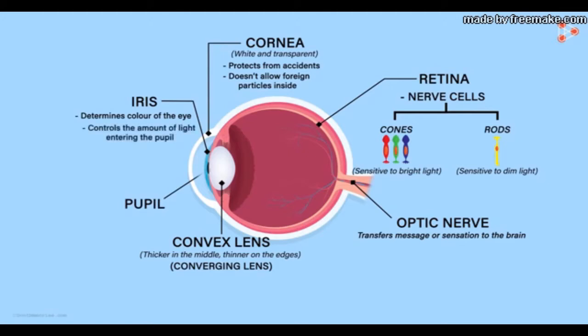Iris controls the light entering through the pupil by contracting and expanding. Behind the pupil, there is a converging lens which focuses the light on the retina. Retina consists of two types of nerve cells, namely cones and rods. They transfer the message through the optic nerve. There is a lot of information to digest, so we will stop here and continue to learn more about the eye in the next lesson.